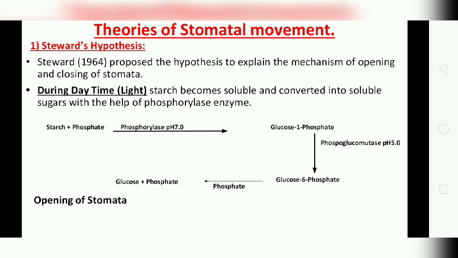During the daytime, or in the light, the starch becomes soluble and is converted into soluble sugar with the help of the phosphorylase enzyme. With this osmotic pressure and DPD, that is the diffusion pressure deficit, the guard cells absorb water from the outer cells and become turgid. Due to this turgidity, the outer thin walls expand while the inner thick wall stretches, and thus opening of stomata takes place. In the reaction we can find the opening of the stomata.